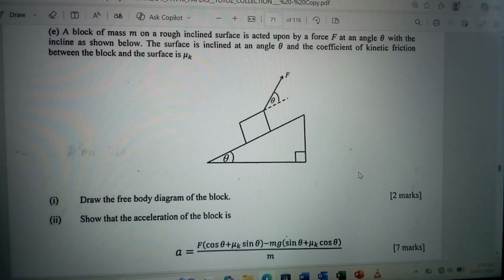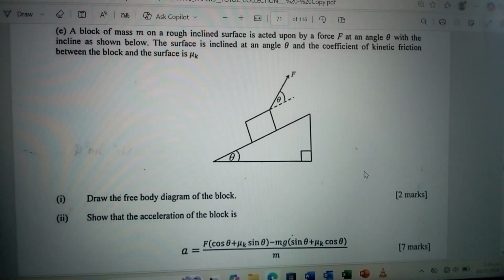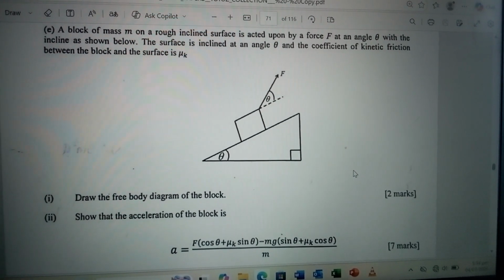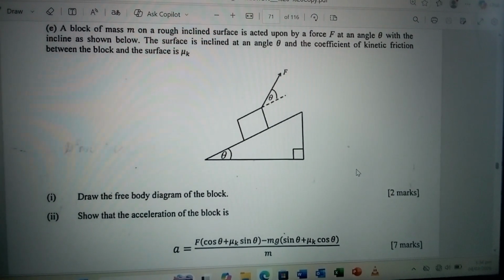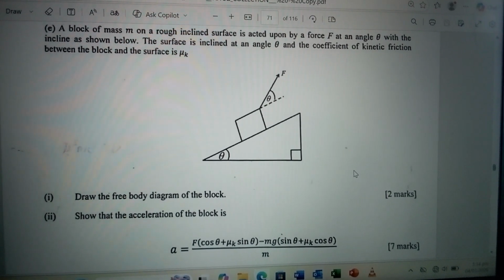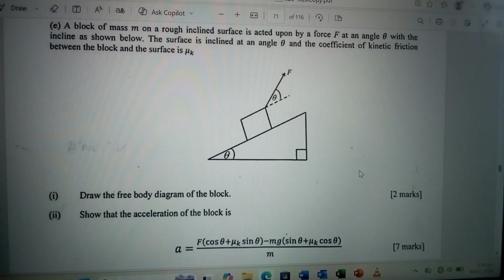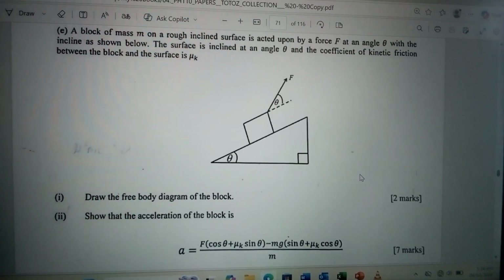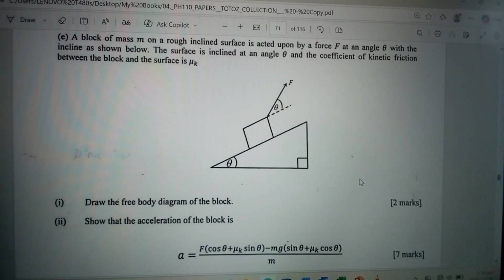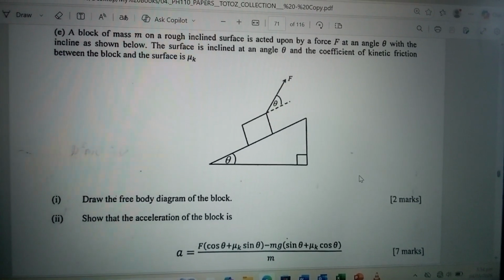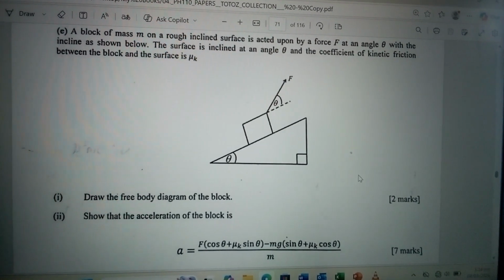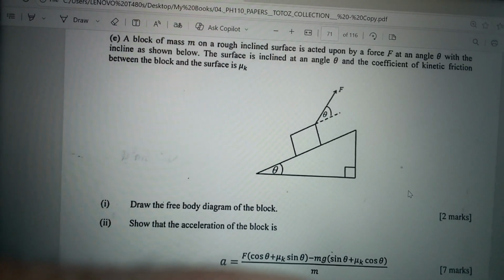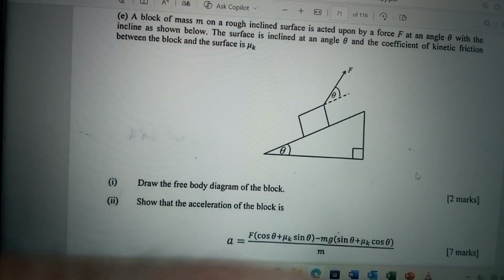So the question reads: a block of mass M on a rough inclined surface is acted upon by a force F at an angle with the incline as shown below. The surface is inclined at an angle, and the coefficient of kinetic friction between the block and the surface is mu k. So that is just the simple diagram illustrating the question. The first question says to draw the free body diagram of the object.